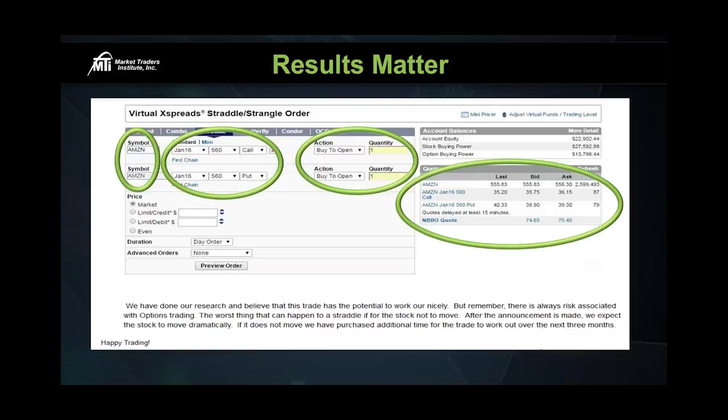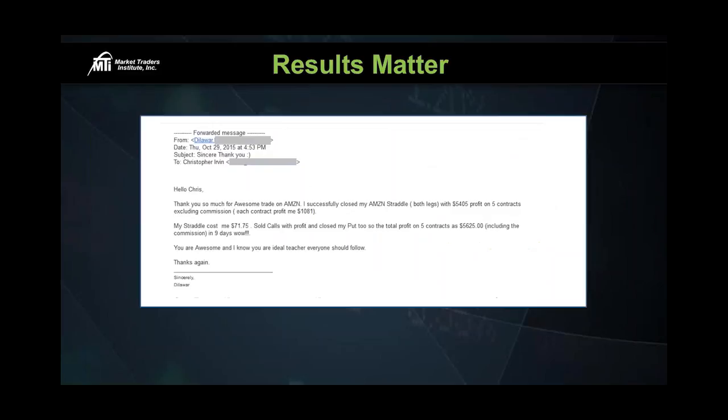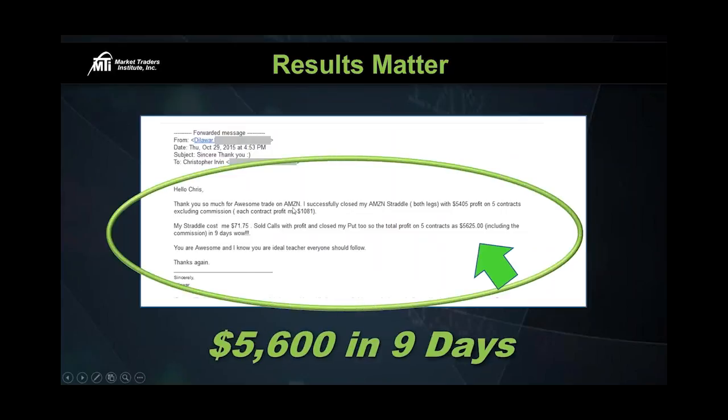So how did this turn out? And some of you might be thinking, well, how did that option turn out? Well, here's what happened. 9 days later, we get an email back from one of our students, student Dilawar. Here's what he says. He says, thank you so much for that Amazon trade, that awesome trade on Amazon. I successfully closed out my Amazon straddle. He was able to make $5,600 in 9 days off of that opportunity.